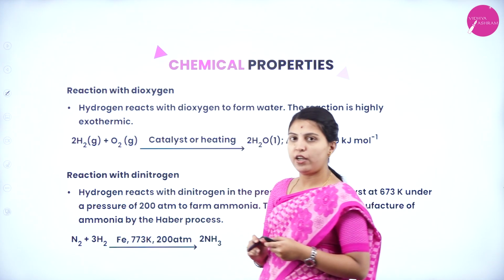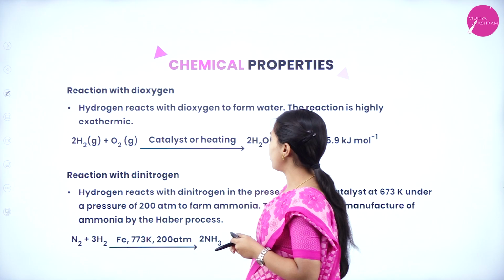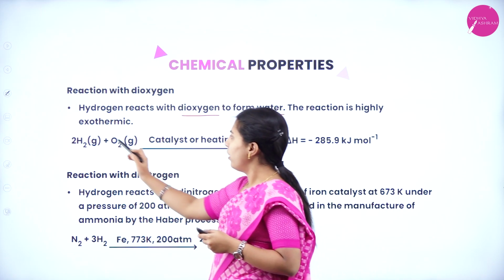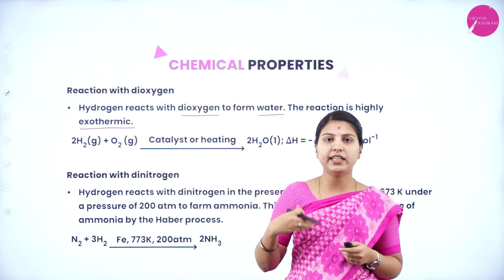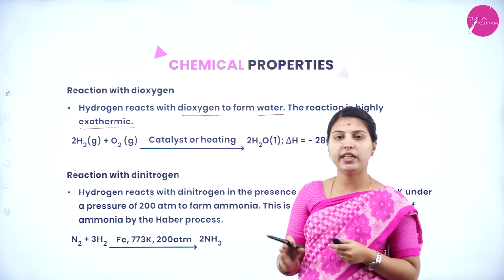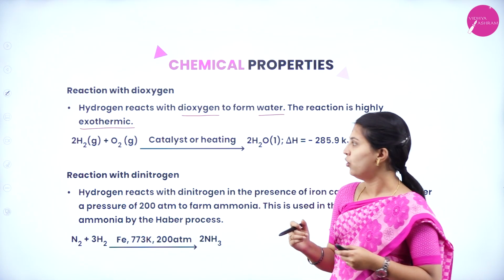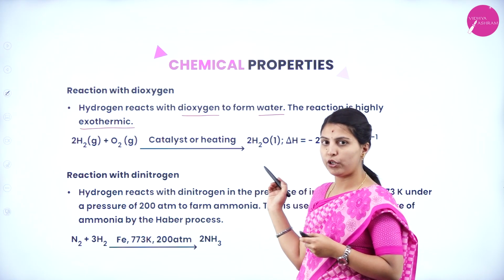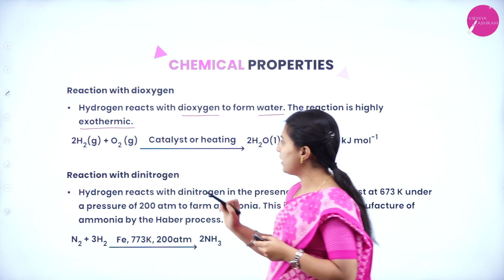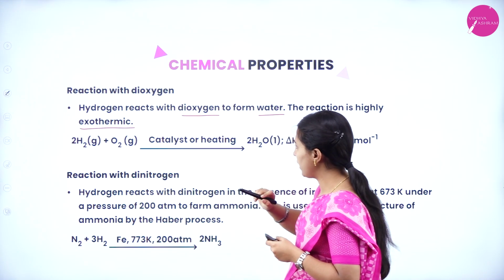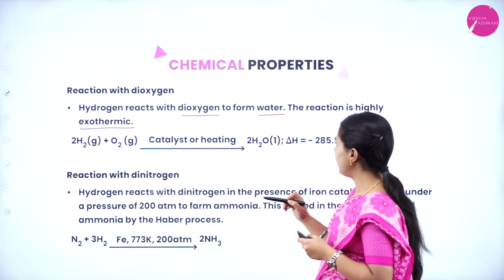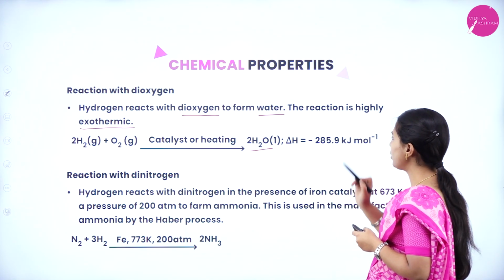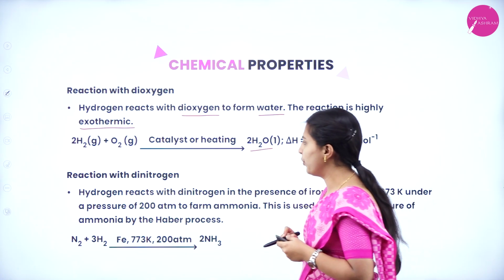Next, reaction with dioxygen. Hydrogen reacts with dioxygen to form water. The reaction is highly exothermic. Exothermic means the heat will be evolved, liberated from the reaction. So when dihydrogen reacts with dioxygen, it will form water, and that reaction will be exothermic. See here, H2 plus O2, both in gaseous state, in the presence of catalyst or heating, will form H2O, that is water. Here the enthalpy is minus 285.9 kilojoule per mole.